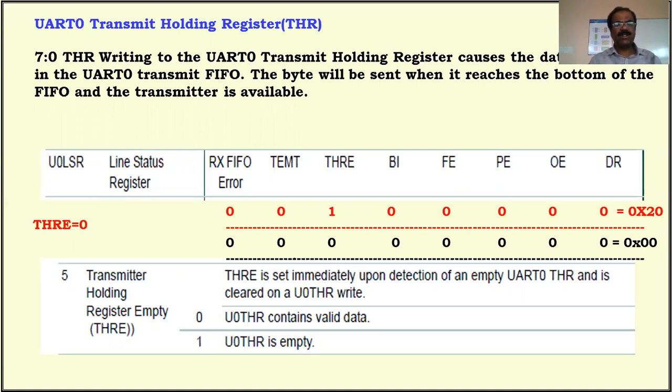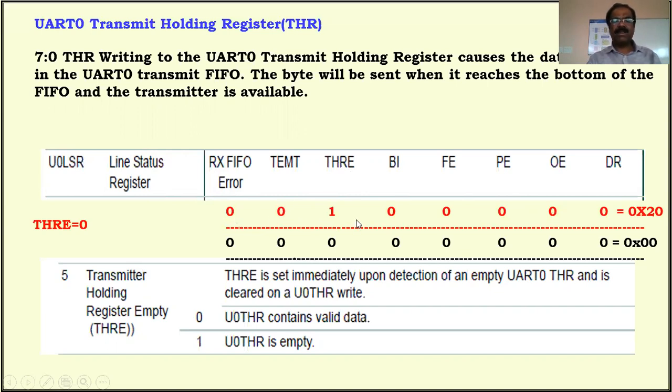Understood this? Then how to check whether the transmitter THR is empty or not? I have to go for the line status register. Here we know that LSR is there. Then I'm going to create one masking data, say 0010 0000, that is 0x20. It's a masking data. Then we have to multiply this data with the content of the line status register.